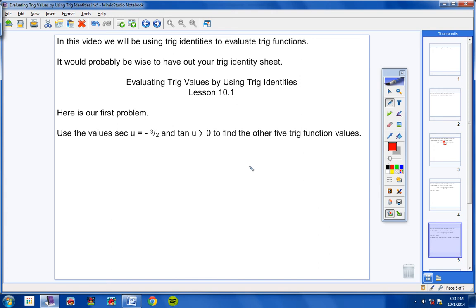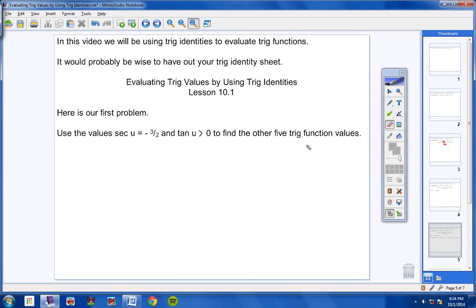Now you're probably thinking, Mr. Earhart, we've done this before. We've drawn our triangle in the right quadrant, and we've put u here, theta here, and we've labeled our triangles. That's true. But on your upcoming tests and quizzes, I'm not going to allow you to do it this way. We're going to use our trig identity. So let me show you what we're going to do here.